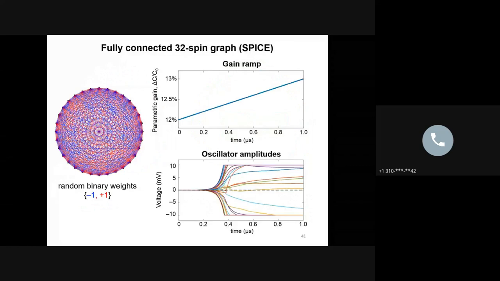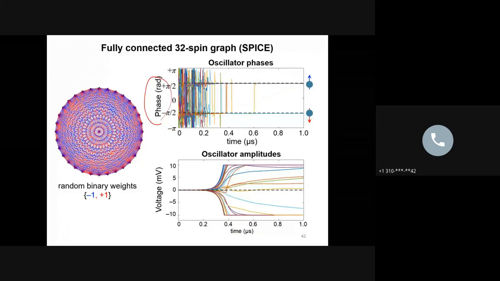It starts running, and we need to have a little bit of gain. So we have the gain ramp. The gain ramp is the capacitance modulation at 2 omega. And so we have 12% modulation, 12.5%, 13% modulation. That's giving you considerable gain. And what happens if you follow all the different oscillators is that after about 400 nanoseconds, they tend to lock either at the positive phase or a negative phase. It's very surprising. And I'll show you another example that shows the actual phases locking.